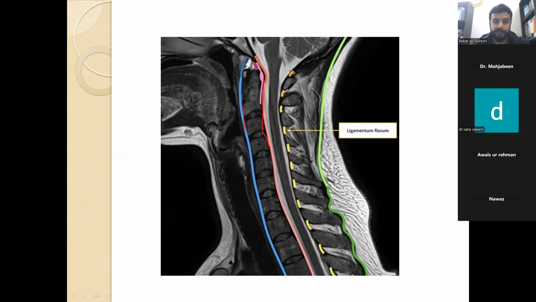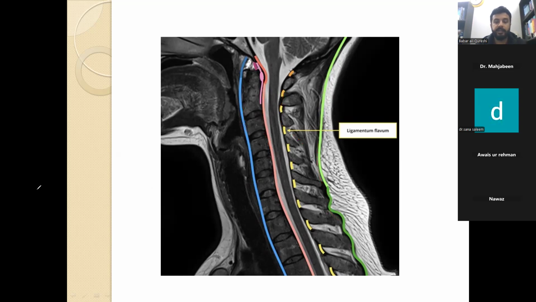Just behind the canal is the ligamentum flavum, just here. Between the two spinous processes, there is the interspinatus ligament. And behind all these, this ligament shown here is the supraspinatus ligament.